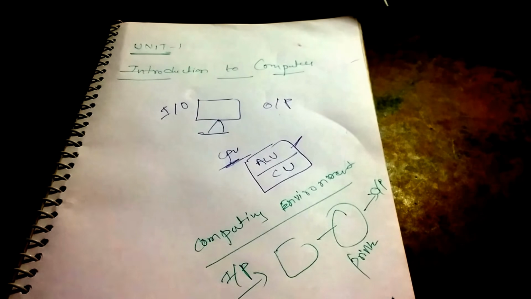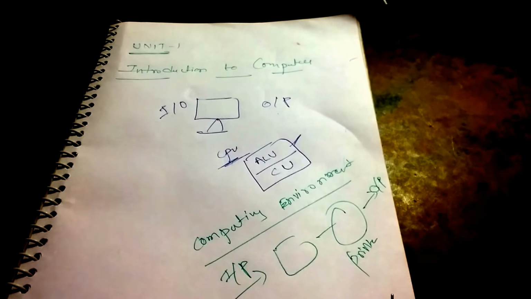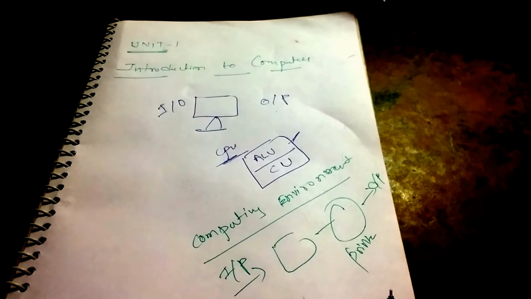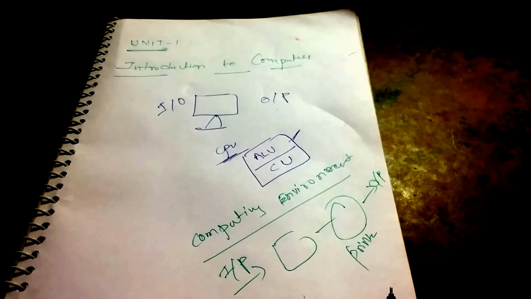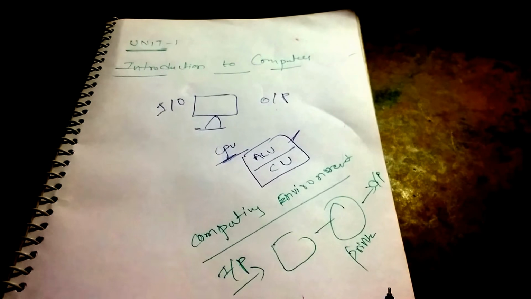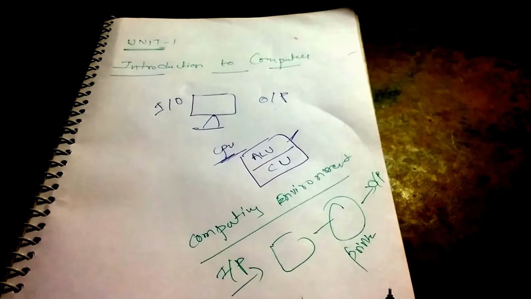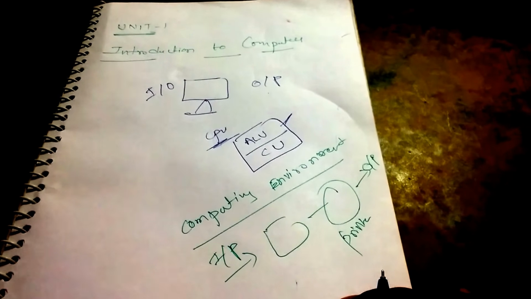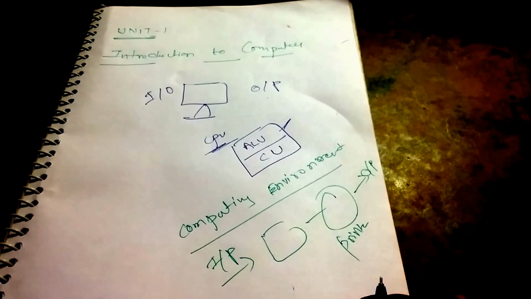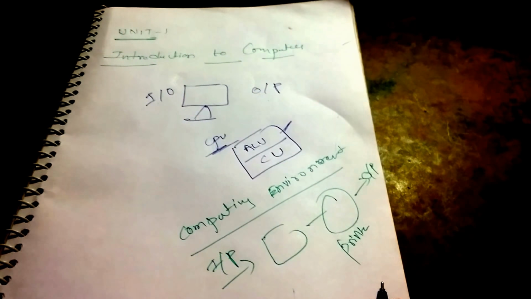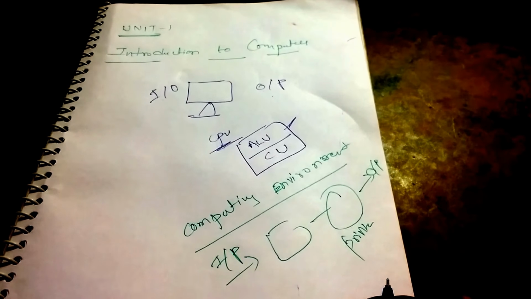And a computer has input and output devices. Input devices like keyboard and mouse. What actually do input devices mean? These are the devices through which we give the input to the computer. And output devices are like monitor and printer. There are many input and output devices, but I'm covering the most commonly used ones.